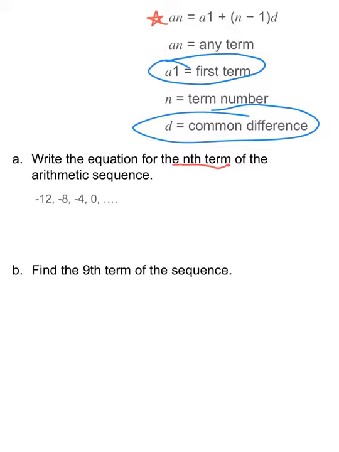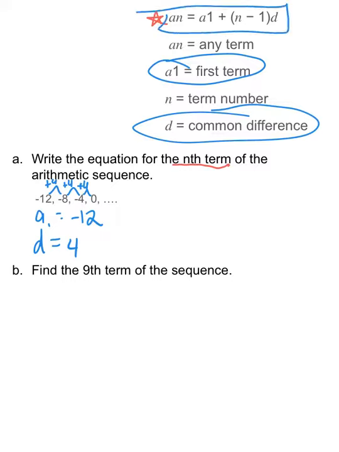And so let's identify those. Our a sub 1 stands for our first term, and it is -12. It's the first term of the sequence. Our d is our common difference. So let's see. Looks like we are adding 4 each time. So our d is +4. If it was subtracting 4 each time, it would be -4. And so now we just take our equation and plug in. We are going to leave everything the same except our a sub 1 and our d.